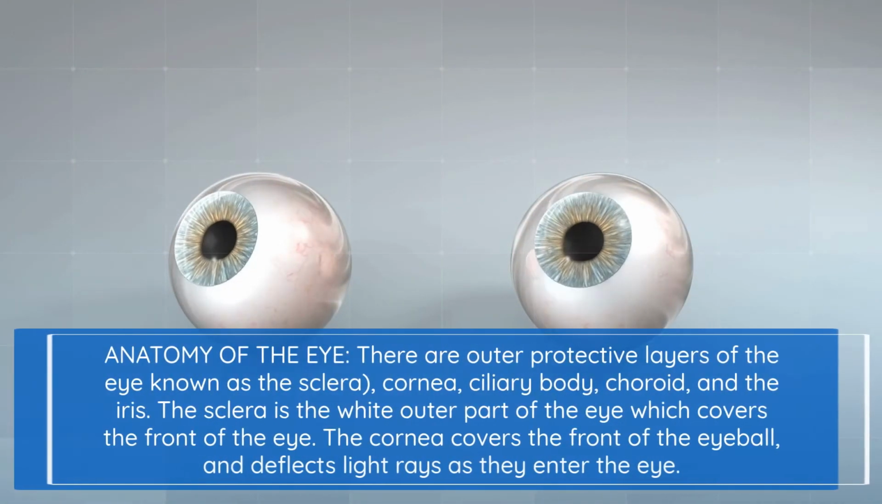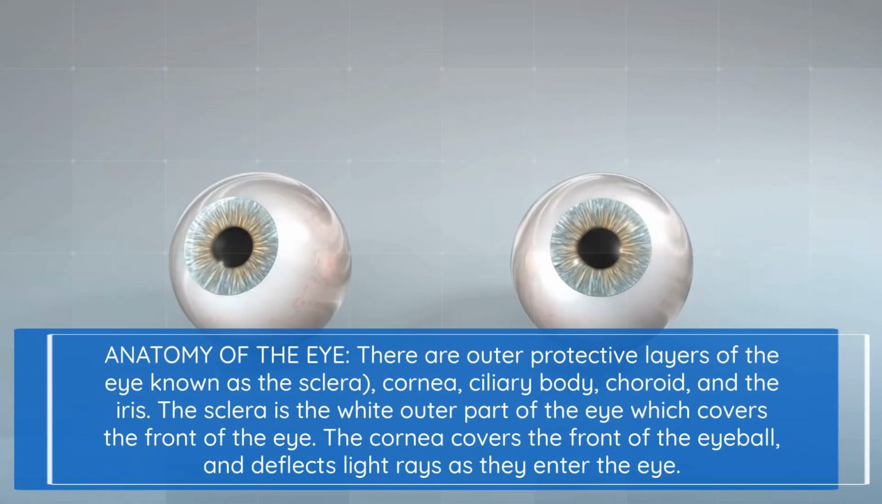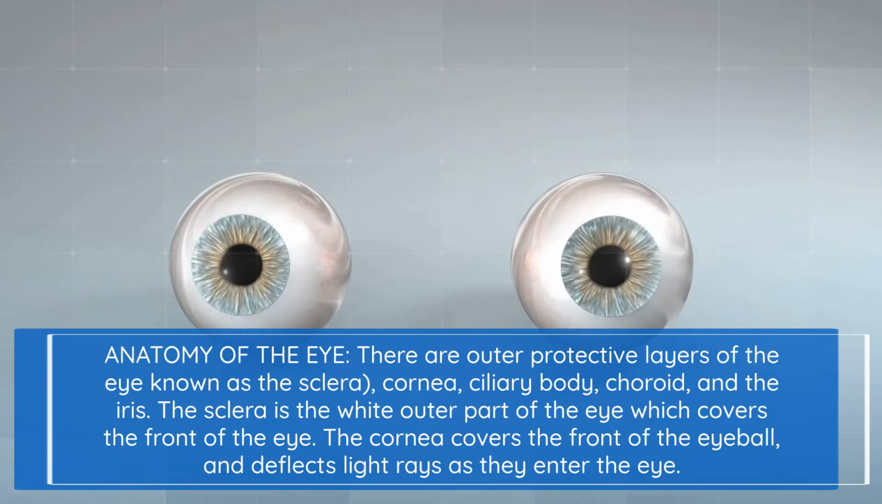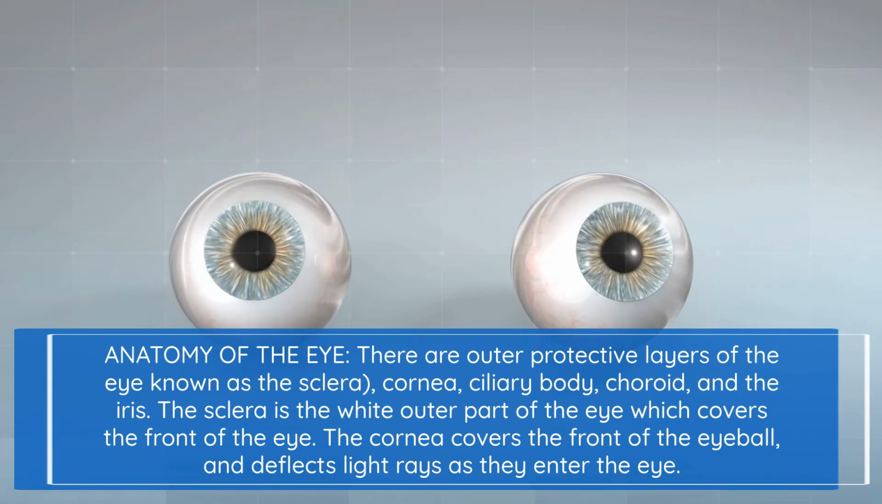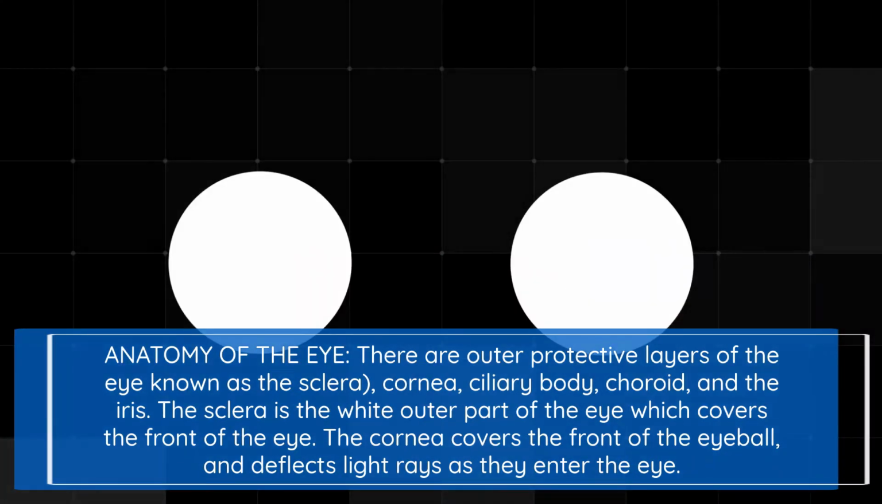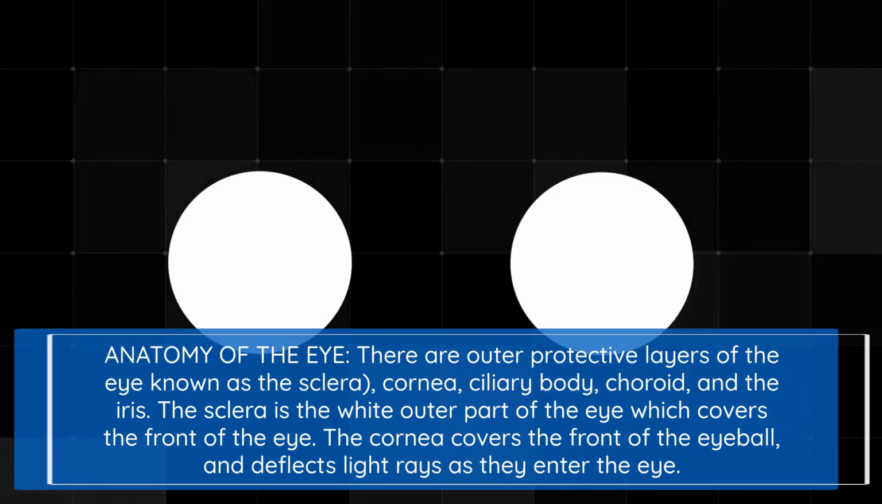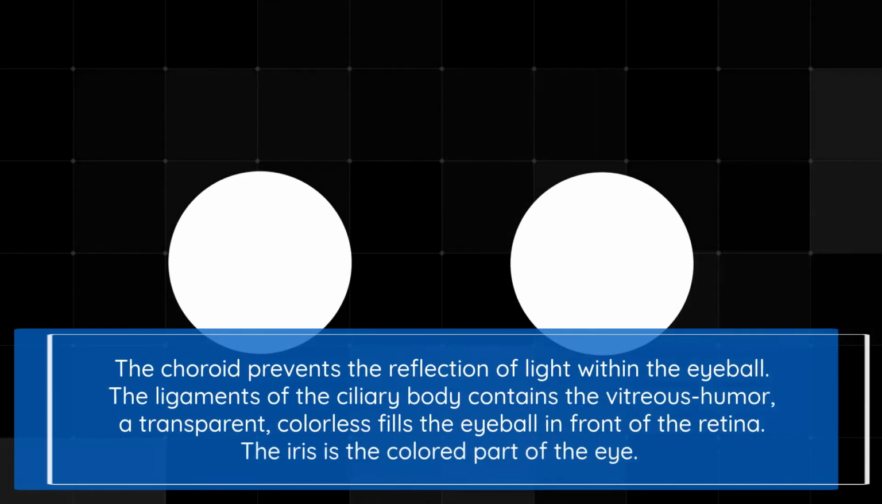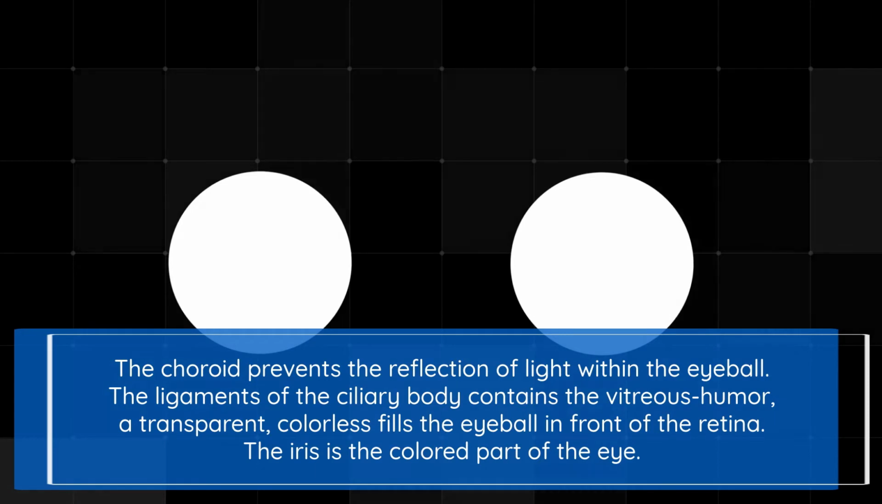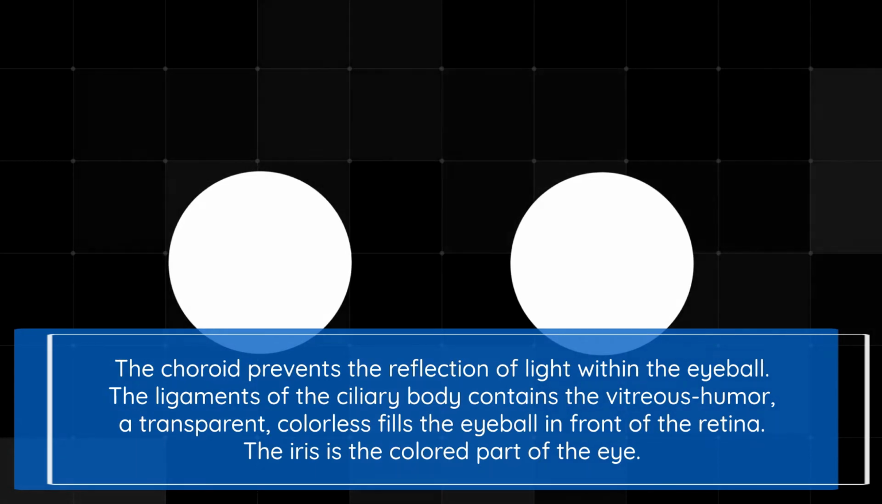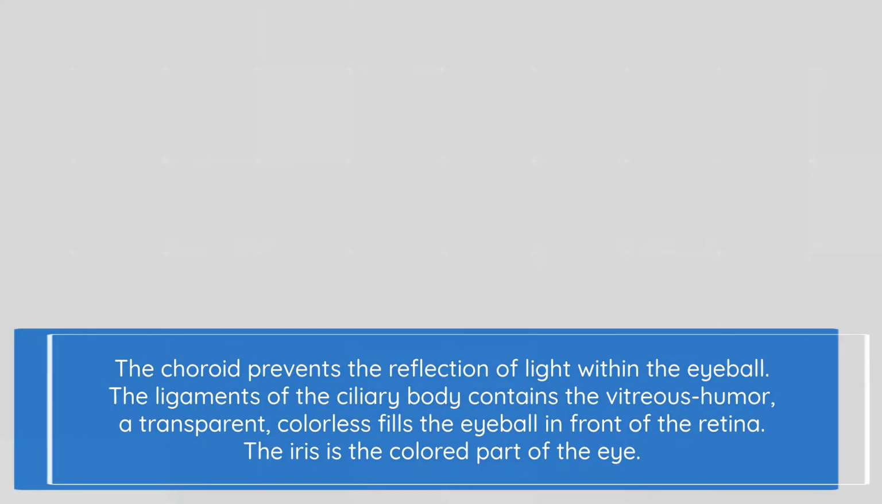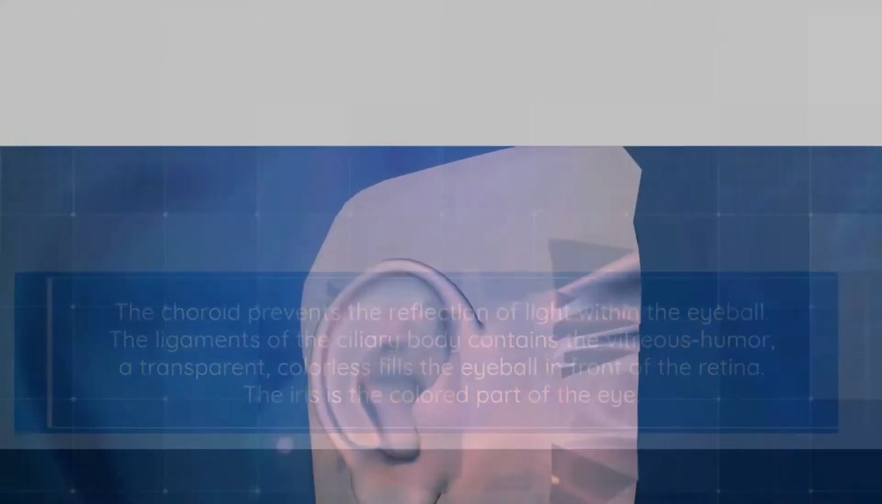Anatomy of the eye. The outer protective layers of the eye are known as the sclera, cornea, ciliary body, choroid, and the iris. The sclera is the white outer part of the eye. The cornea covers the front of the eyeball and deflects light rays as they enter the eye. The choroid prevents the reflection of light within the eyeball. The ligaments of the ciliary body contain the vitreous humor, a transparent, colorless fluid that fills the eyeball in front of the retina. The iris is the colored part of the eye.